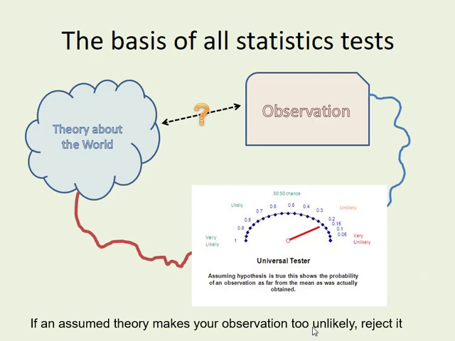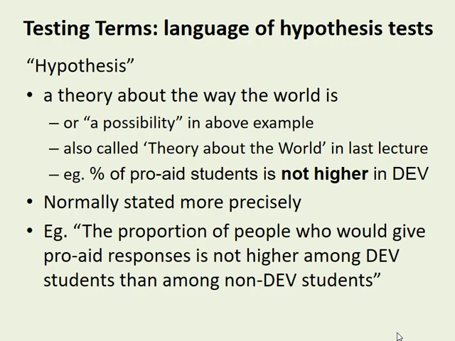Small language then. So hypothesis: this is a more precise way of saying a theory about the way the world is, or a possibility. Sometimes called a theory about the world in the last lecture. For example, a hypothesis here would be that the percentage of Pro-Aid students is not higher in Dev than it is in non-Dev. That's a hypothesis. Normally you state things more precisely like this: the proportion of people who would give Pro-Aid responses is not higher among Dev students than among non-Dev students. So being specific about what you're talking about is what proportion of people would give this response, and you're talking about the whole population of Dev students and non-Dev students.